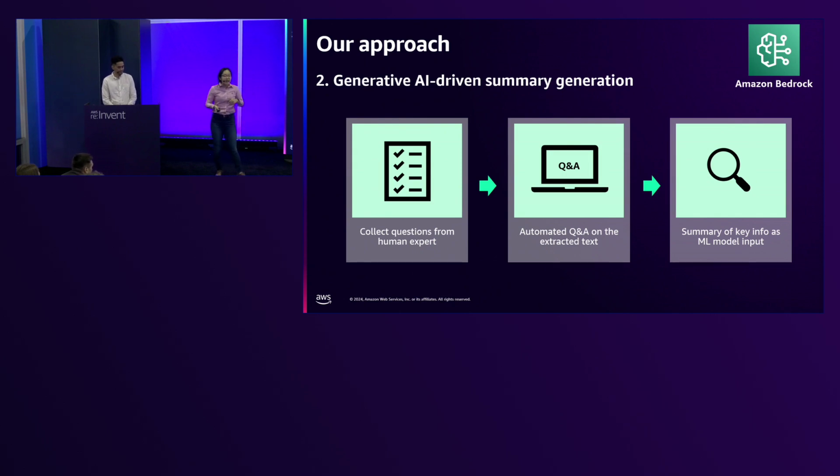So what we did is we would ask a clinical expert, okay, when you read this document for this purpose, what are the questions that you would ask? So we collect those questions, and once we have curated them, we convert them into prompts using prompt engineering and have the Gen AI agent ask and answer those questions on the documents. And then we would compile the answers from the LLMs, the Gen AI agents, and that would become the summary of the information of the text.